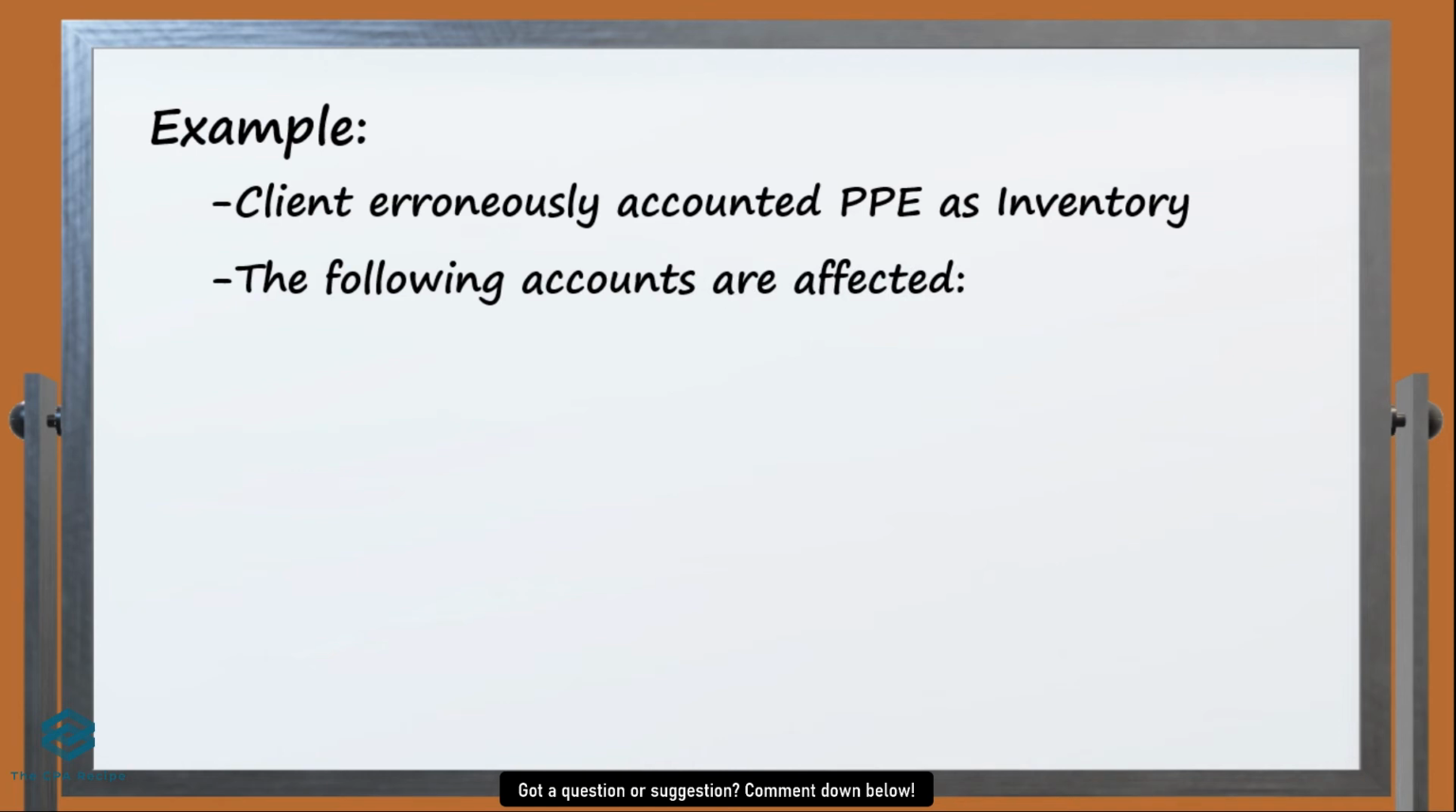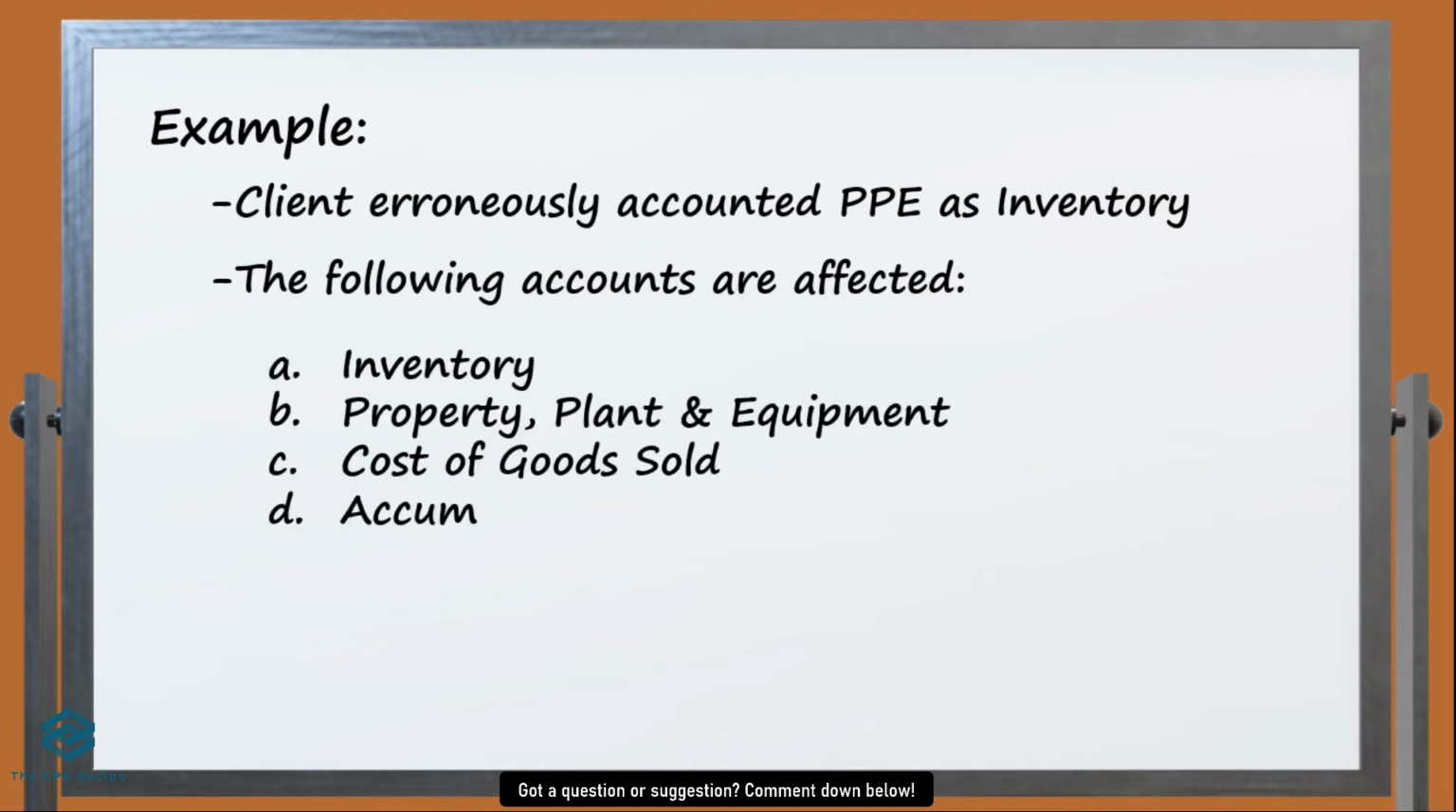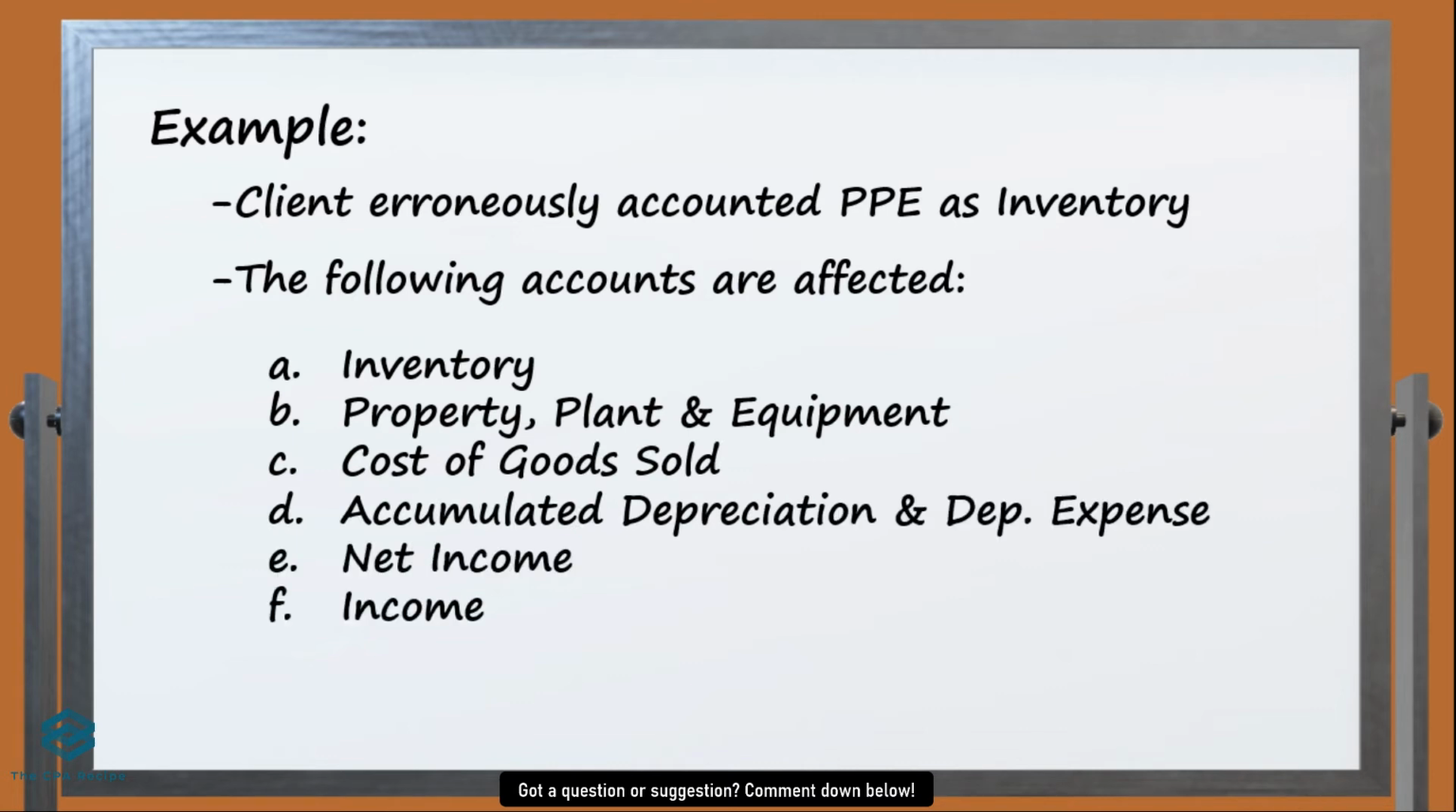Dahil sinama as inventory ang items of PPE, overstated ang ending inventory balance at understated ang cost of goods sold and therefore overstated ang net income. In addition, understated ang PPE tapos understated din ang depreciation expense and overstated ang net income. Imagine bro, madaming naapektuhan na elements, accounts, or items of the financial statements. Ito yung halimbawa ng tinatawag natin na pervasive effect or ibig sabihin niya yung effect ng misstatement ay nagkalat yan sa iba't ibang parte ng financial statements.